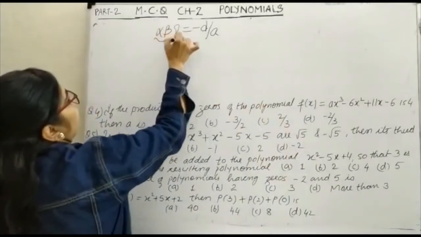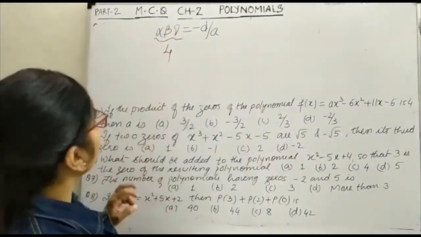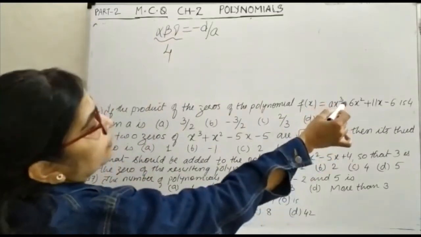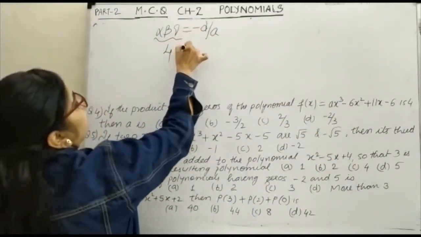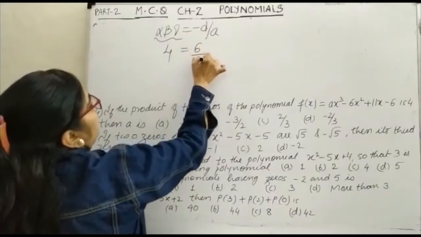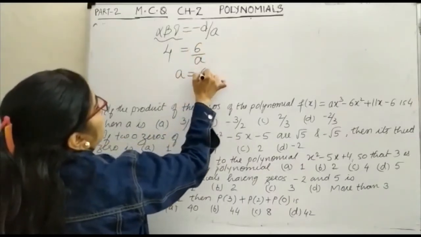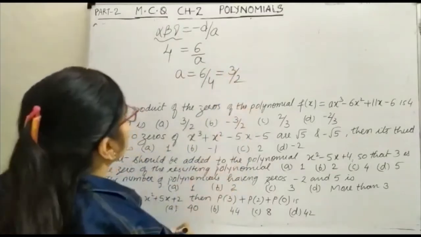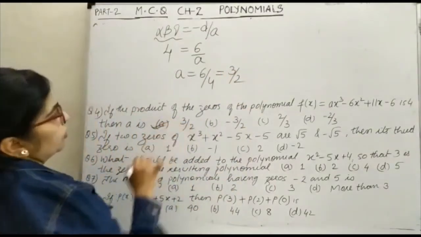So this value is given as 4, and you can see here what is the value of d here, minus 6, and 1 minus here, so this becomes 6 upon a, and from here your a is 6 upon 4, and that is 3 upon 2. So your answer will be 3 upon 2.